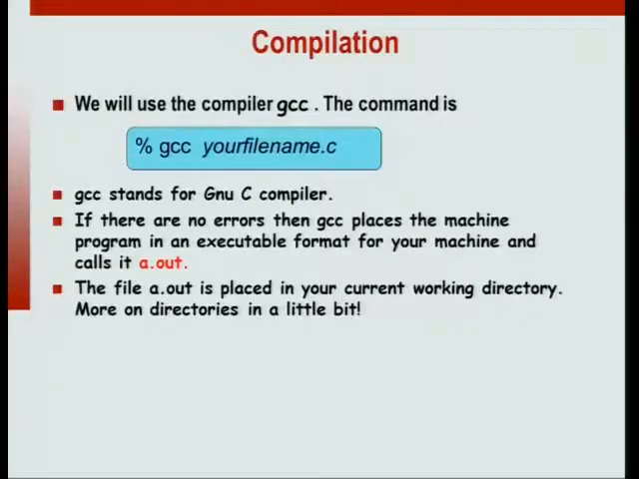Name your file whatever you want. Let's call it your file name .c, and then gcc your file name .c. It will produce the executable file. If you are on Linux, the executable file that it creates is called a.out. If there are no errors and you look at your directory, there will be a new file called a.out in your directory, and we will explain the directory structures in another session.